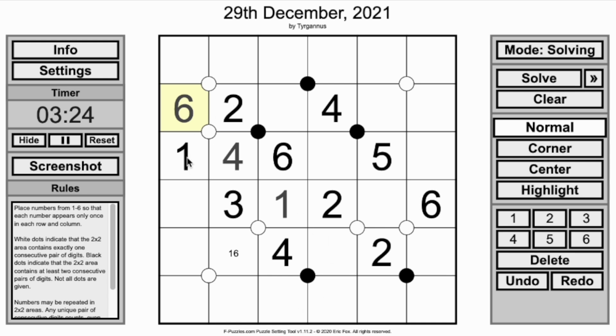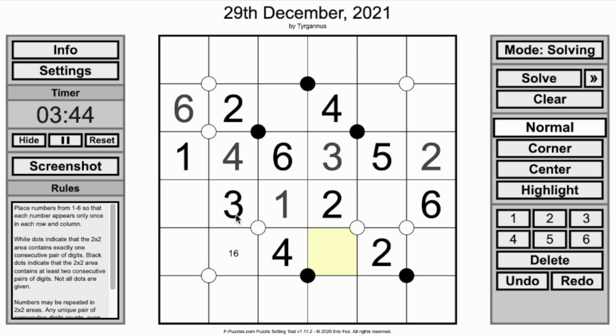Okay, let's look at this row. It's almost done. All we need left is a 2 and a 3, and the 2 can't go here, so it goes here. 2, 3. And actually, by doing that, we've satisfied this black dot, which has got a 3, 4 and a 4, 5 in it, so it's happy.